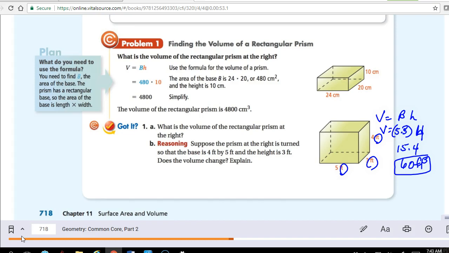Does the volume change? No, because again, your base would be 4 by 5, and then you multiply that by 3. It just rearranges the numbers, and you end up with 20 times 3, which is still 60. So it's really not going to change the overall volume of this, regardless of whether it's laying on another side or something like that. So don't worry about that part. That doesn't change. So the answer is still going to be 60 cubic feet.